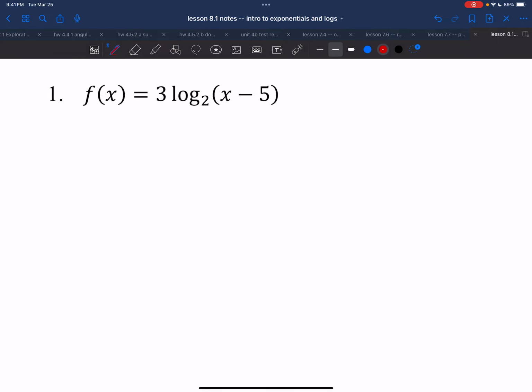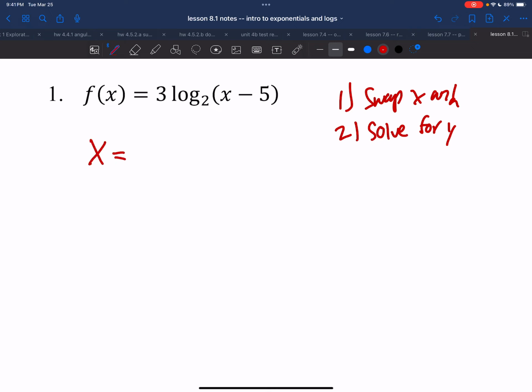How do you find inverses, right? What are your steps? First step is to swap x and y. Second step is to solve for y. Those are the 2 primary steps, right? And you're changing the notation and all that good stuff. So f of x is the y value, and we're going to swap that with x. So f of x is now the x, and that x is now the y. So I swapped it like this, okay?